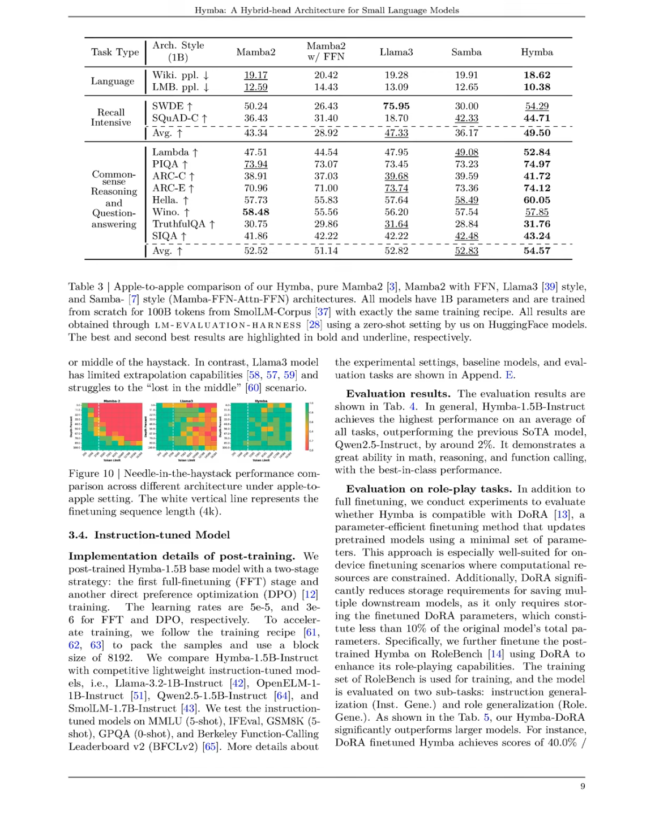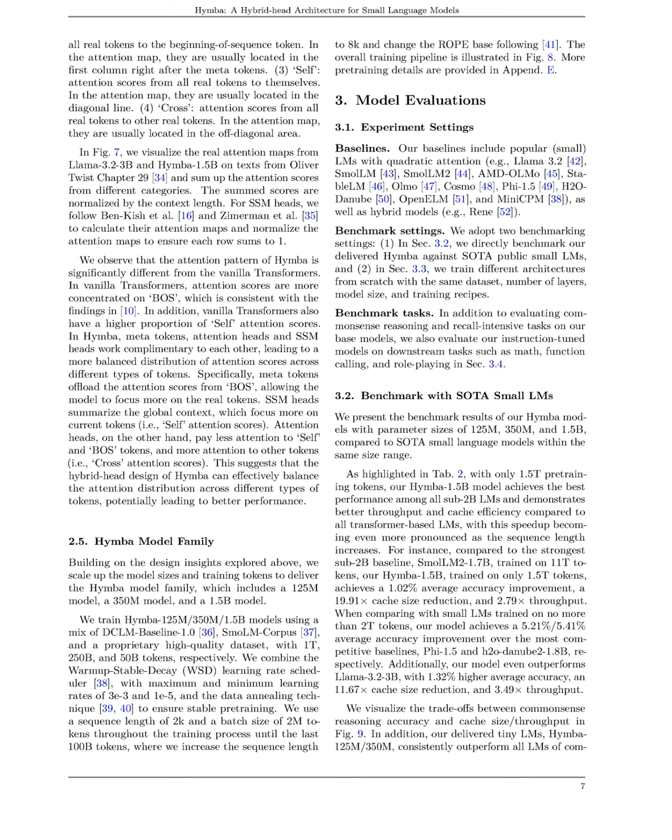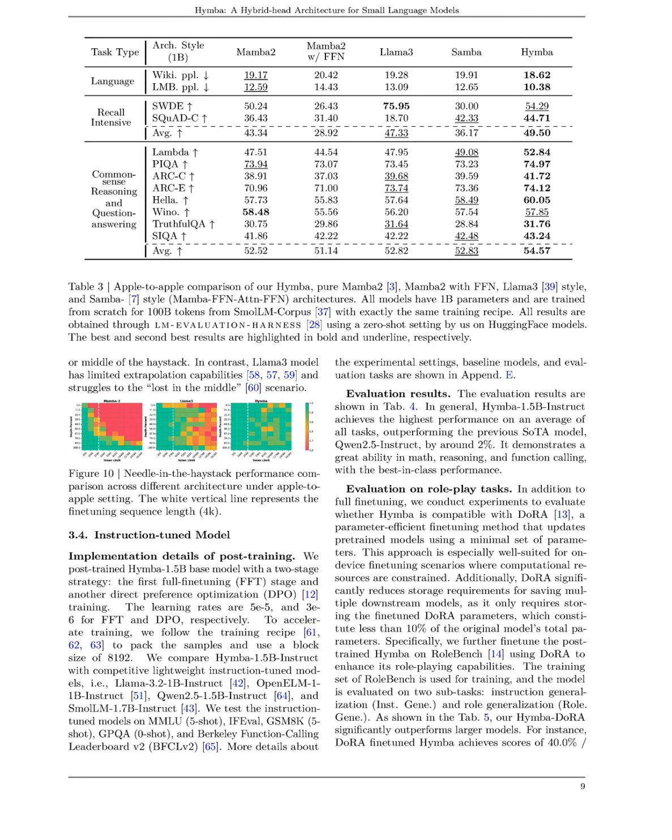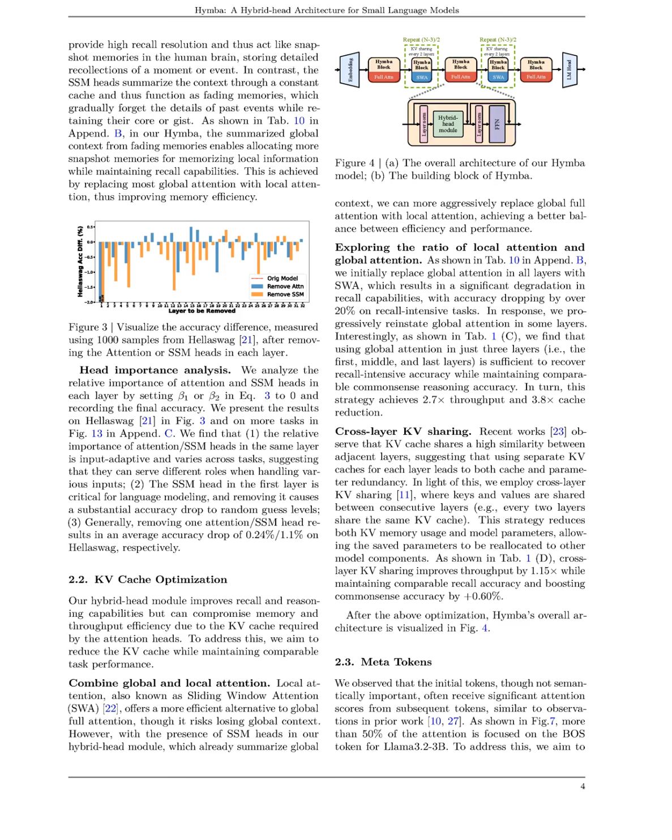Hymba-1.5B achieved significant performance improvements over other models, notably outperforming Llama-3.2-3B by 1.32% in average accuracy, while requiring 11.67 times smaller cache size and being 3.49 times faster. In comparisons with the strongest sub-2B baseline, SmolLM2-1.7B, Hymba-1.5B demonstrated a 1.02% average accuracy improvement, a 19.91 times reduction in cache size and a 2.79 times increase in throughput.